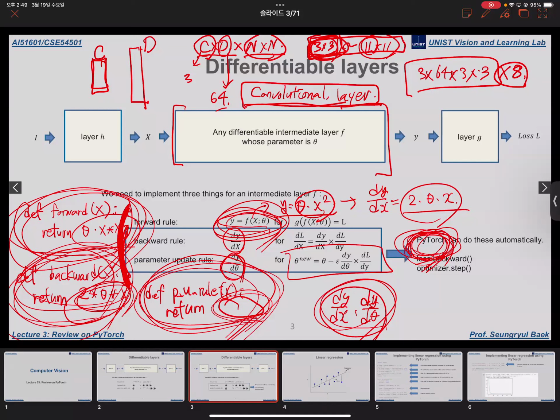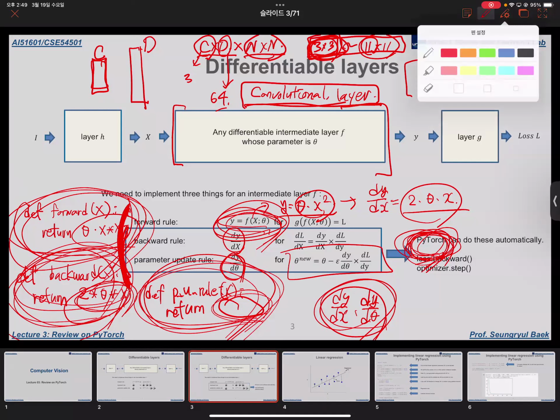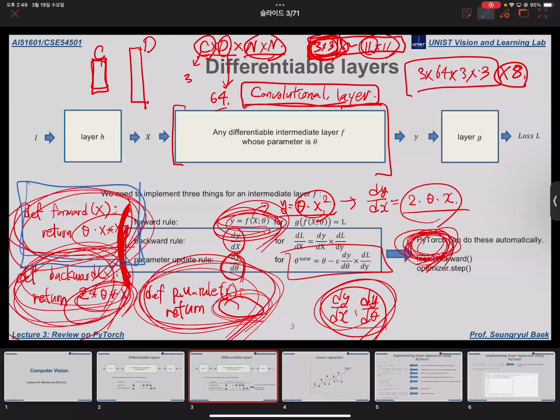So the thing we have to define is only the forward rule. Okay, we only define this forward rule, and for the rest, the backward and parameter update rule, that kind of approximation algorithm can be automatically applied and calculated. Okay, and actually the way of applying that kind of gradient approximation algorithm is just calling these two types of functions.